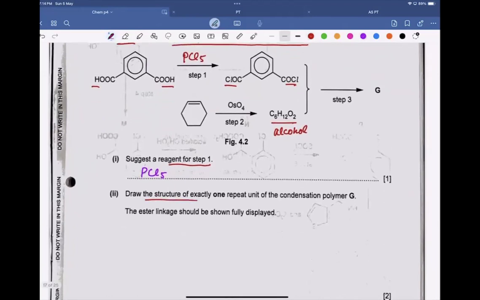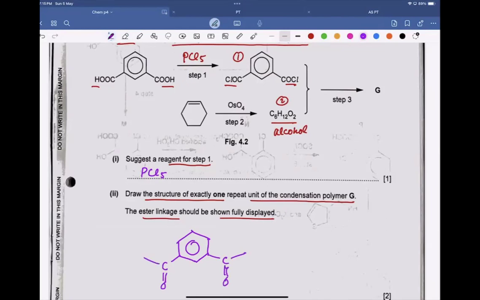Now, next part, draw the structure of exactly one repeat unit of a condensation polymer of G. The ester linkage should be shown fully displayed. Okay, so let's start with this one. Let me draw this one first and then this one second. So if I draw the first one, here we got a C double bond O, and here we got a C double bond O. Cl is going to be removed from both sides because we have to show one repeat unit for the condensation polymer. Till here, is this understandable to all of you?